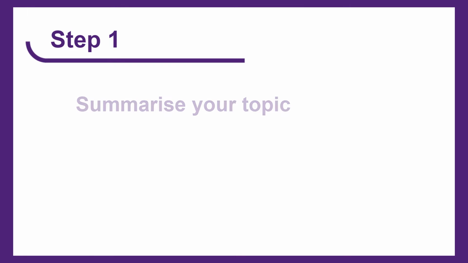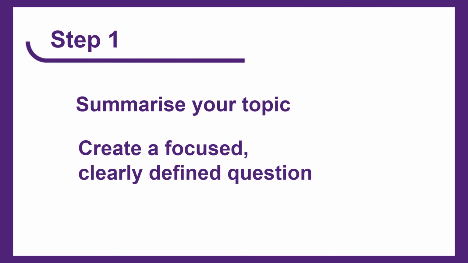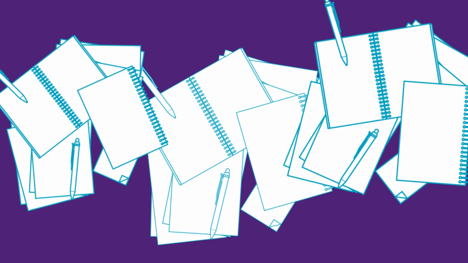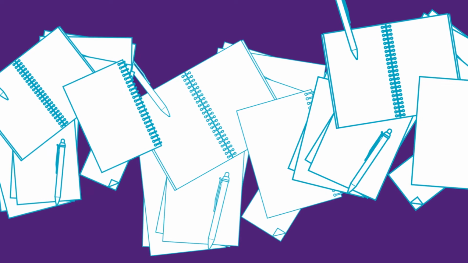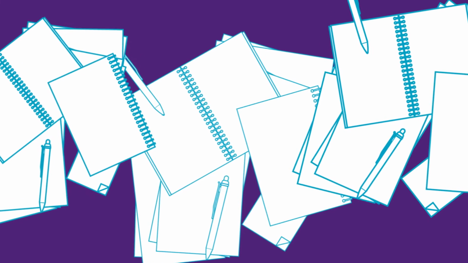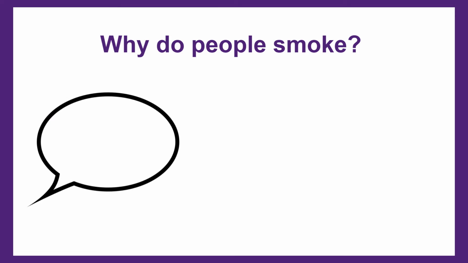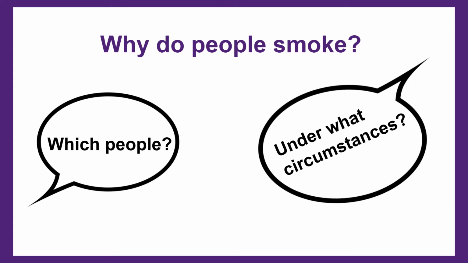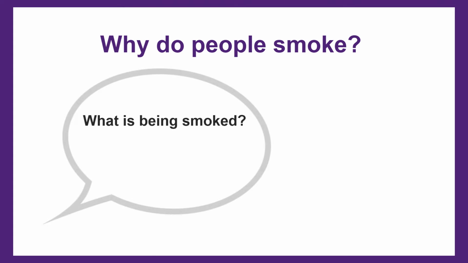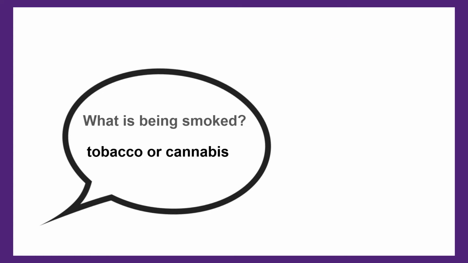Step 1. Summarize your topic and create a focused, clearly defined question. Performing a literature search on a poorly defined, open-ended question can lead to an overwhelming number of references being located. For example, consider this question. Why do people smoke? There are a lot of uncertainties in this question. Which people? Under what circumstances? What is being smoked? Tobacco or cannabis?